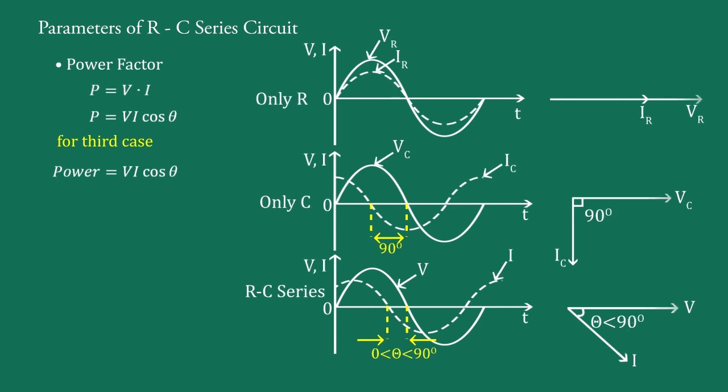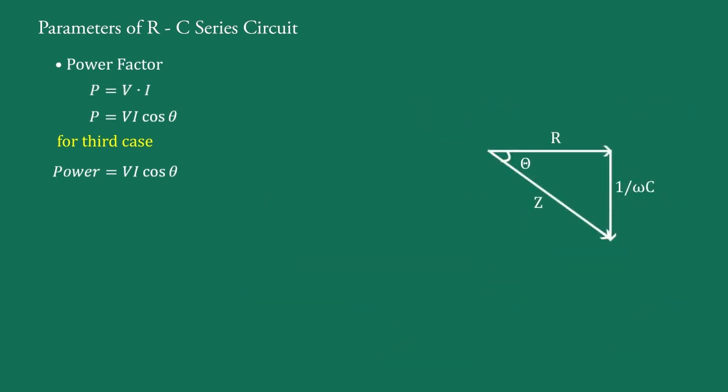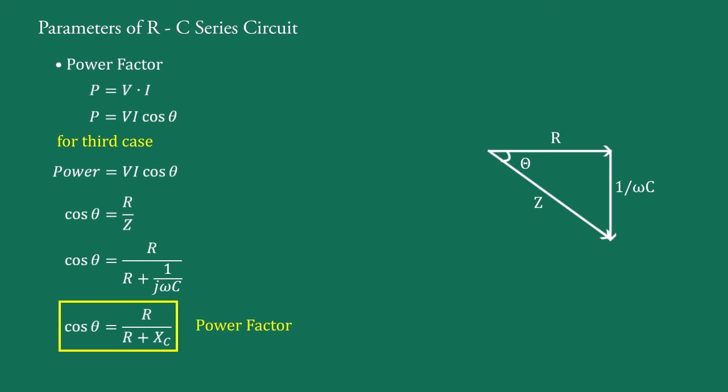The value of theta can be calculated using impedance triangle, in which cos theta equal to nearby side of the angle theta upon hypotenuse, which is equal to R upon Z, or which is equal to R upon R plus 1 upon j omega C, or R upon R plus XC. This is the power factor for series RC circuit.